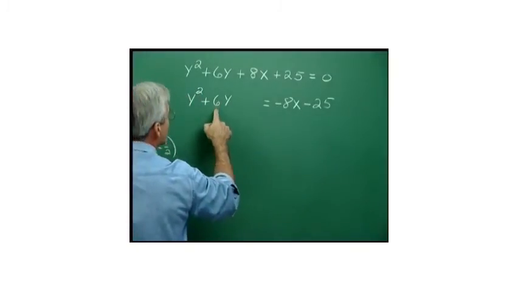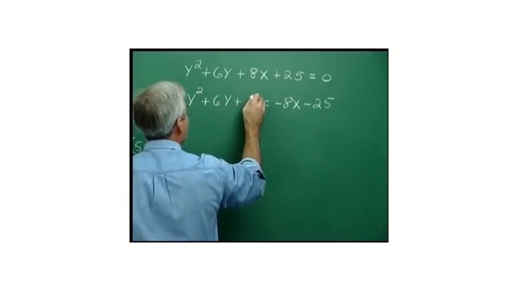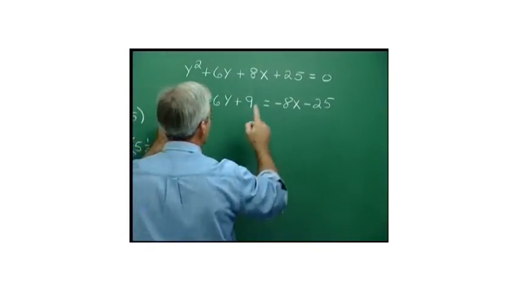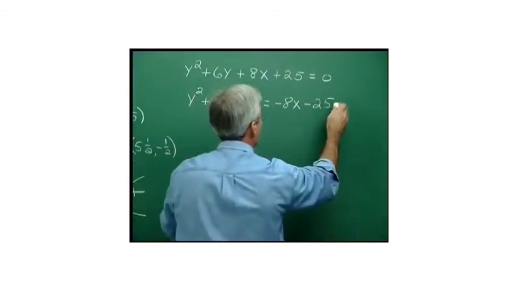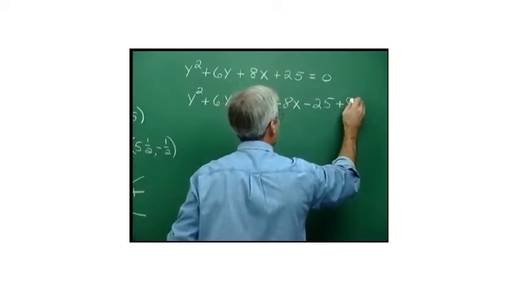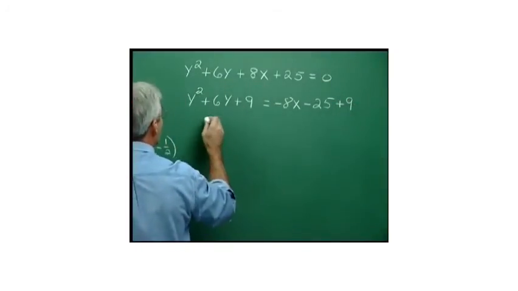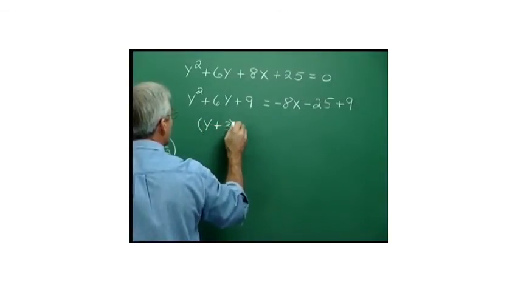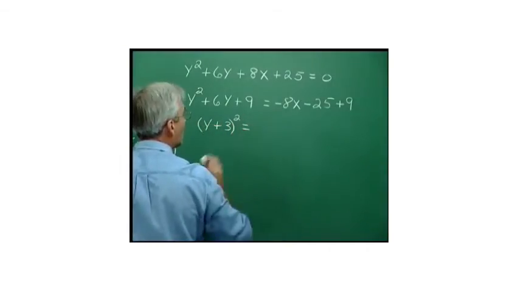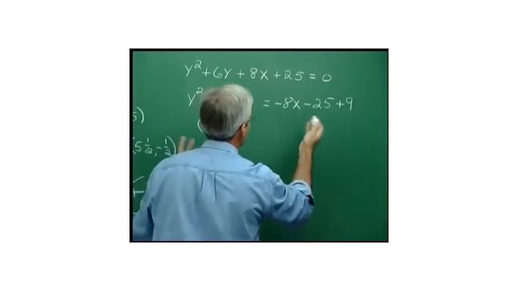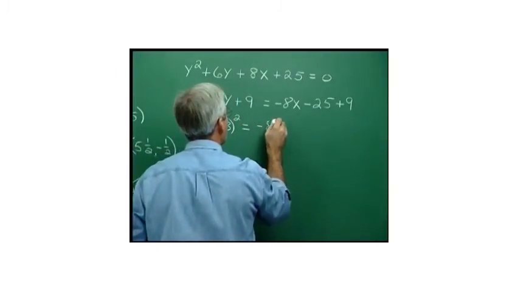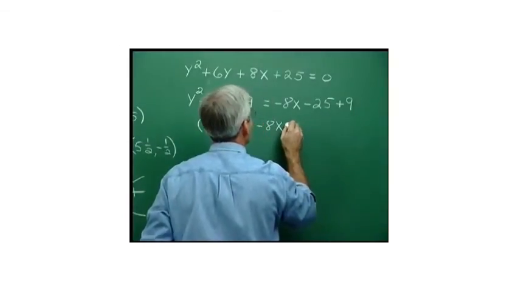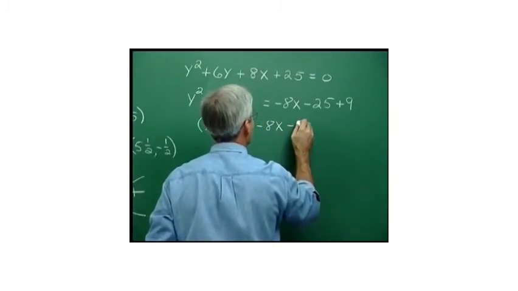All right, half of 6 is 3. 3 squared is 9. So we're adding 9 over here, but we're causing an imbalance in the equation. To maintain the balance, we have to add the same amount over here. So we're going to add 9 on the right side. Now back over here, we factor, and as expected, we get y plus 3 squared. On the right, well, let's see. We're collecting and so forth, and we get negative 8x, and then negative 25 plus 9, that's negative 16.